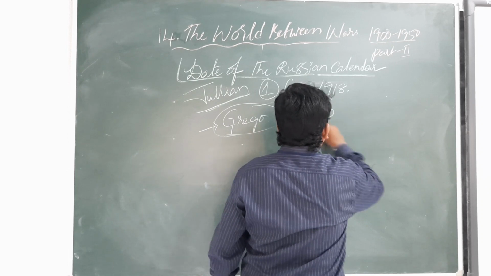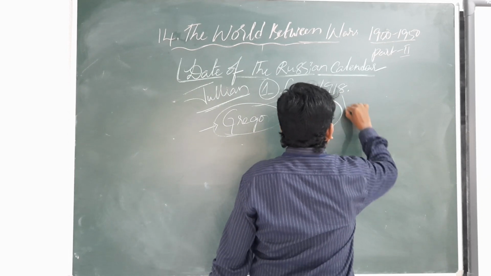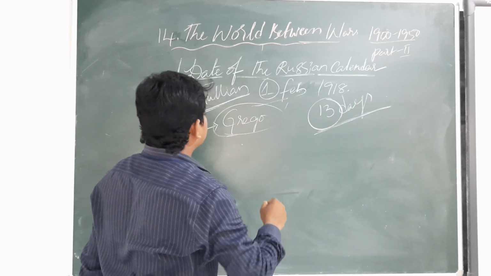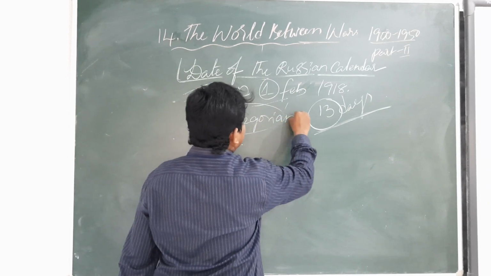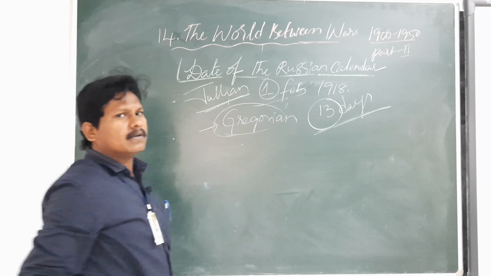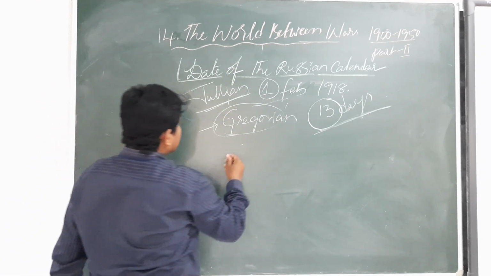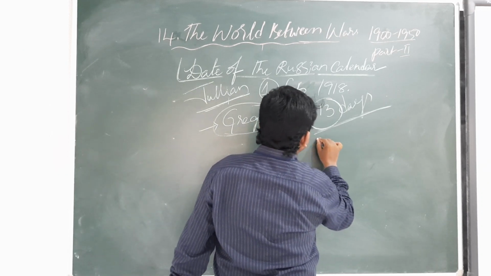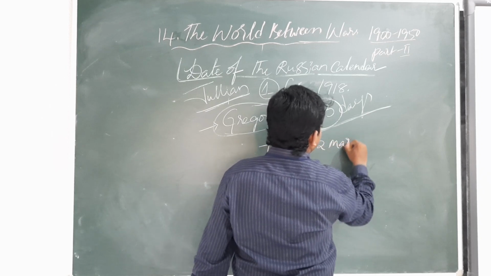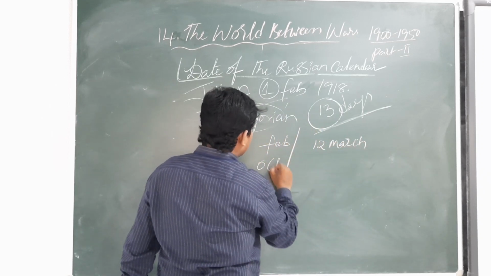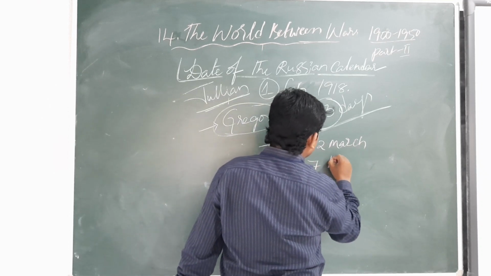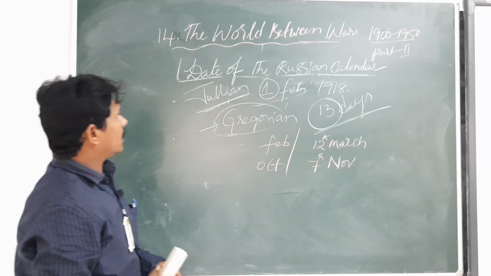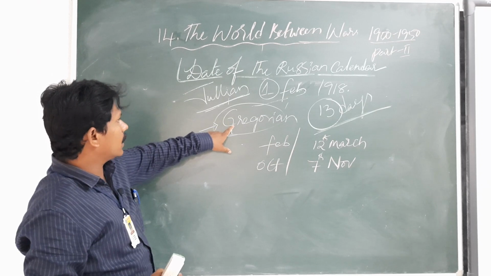The Gregorian calendar dates are 13 days ahead of the Julian calendar. So our calendar shows the February Revolution took place on 12th March, and the October Revolution took place on 7th November. So that is the difference between the Julian calendar and the Gregorian calendar.